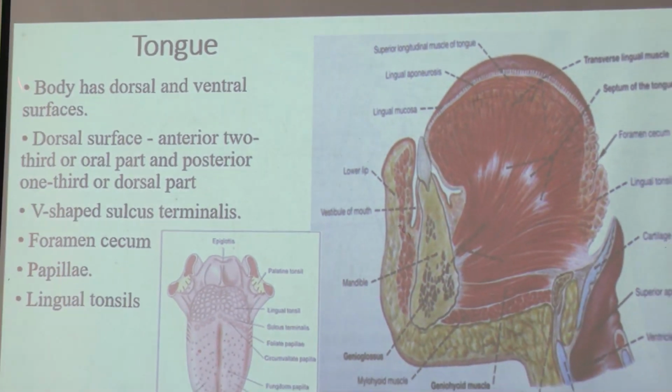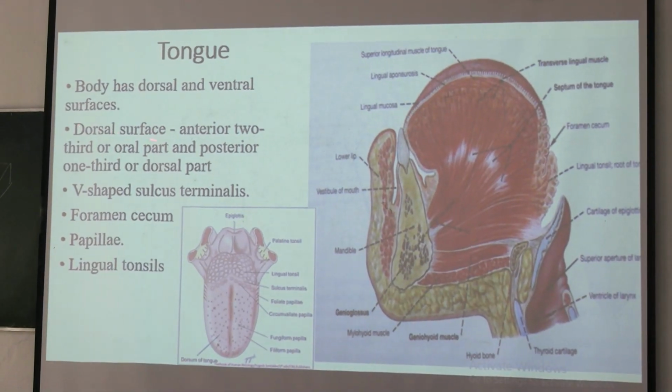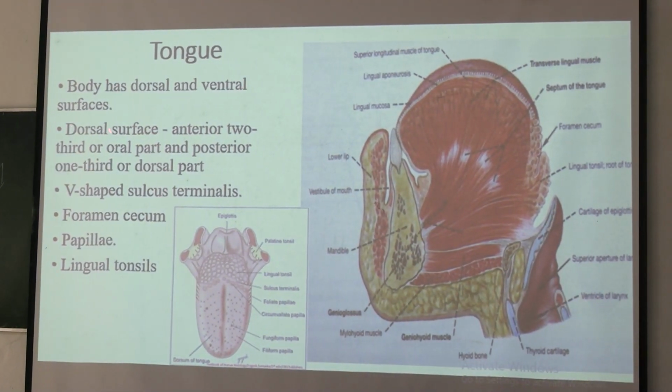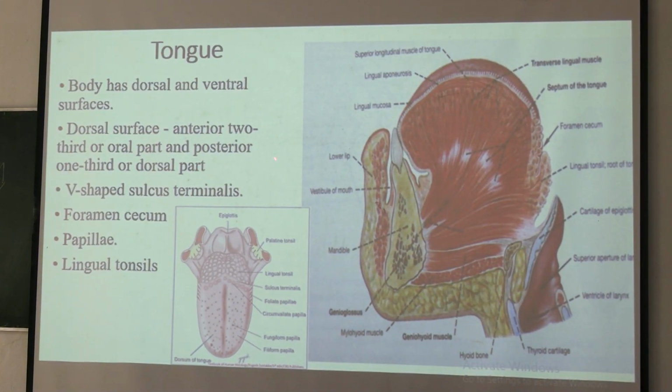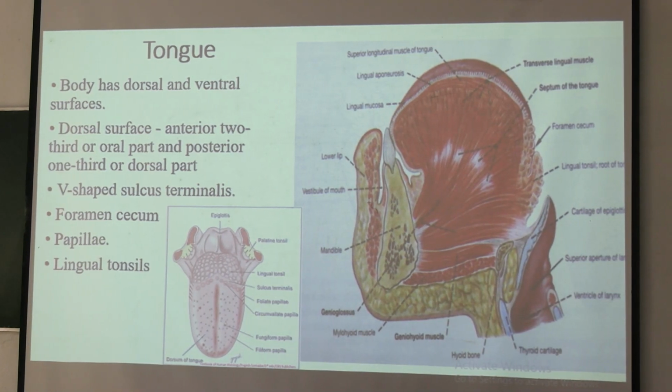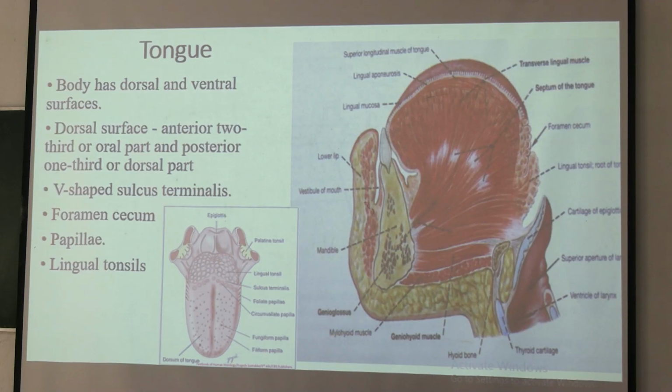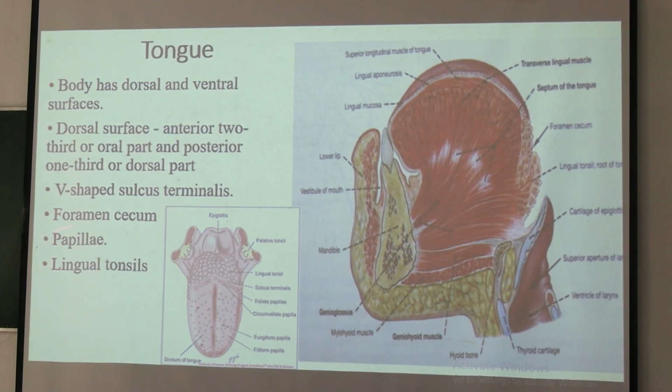So the tongue has a body, and has a dorsal and ventral surface. The dorsal surface has the anterior 2/3 or oral part, and the posterior 1/3 or pharyngeal part. The V-shaped sulcus terminalis is there, and at the junction between the two limbs of the V lies the foramen cecum, from where the thyroglossal duct extends downward inside the substance of the tongue, and it gives rise to the thyroid gland later on, during the development of the fetus.